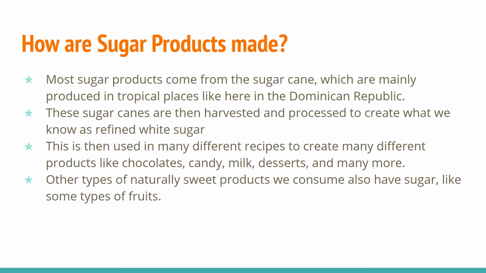This sugar is then used to create many different recipes of the many products that we usually consume on a daily basis. Things like chocolates, candy, milk, desserts, yogurts, and many other things. Other types of naturally sweet products we consume that also have sugar in them are fruits. Although they're not the same type of sugar as the processed ones from the sugar canes, they still have natural sweeteners inside of them that behave like sugar in our bodies.